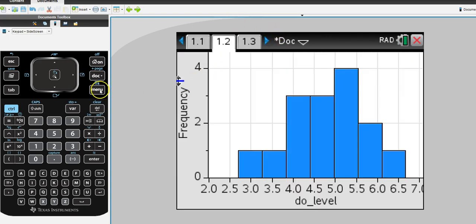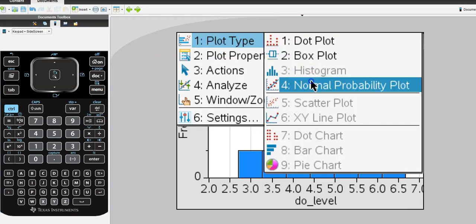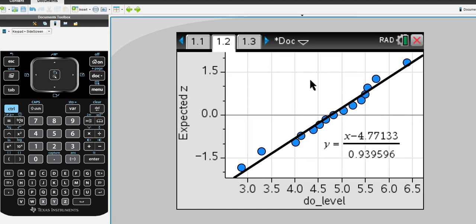I can also make a normal probability plot. So I go to plot type, normal probability plot. Now what we're looking for in a normal probability plot is, do the data follow a normal distribution? And basically we're looking for that to see if we can use the t-interval. The t-interval is still pretty close to that.